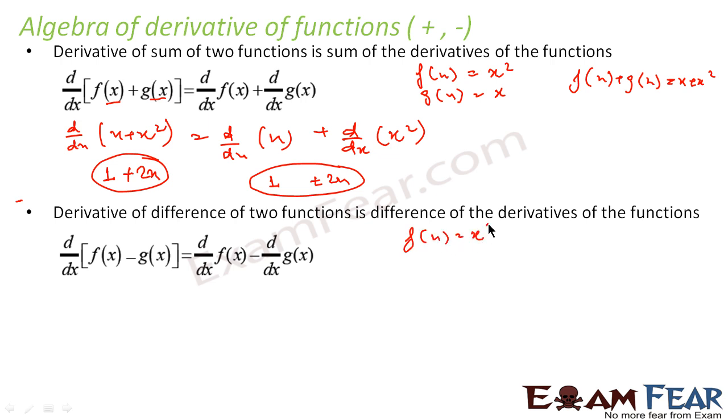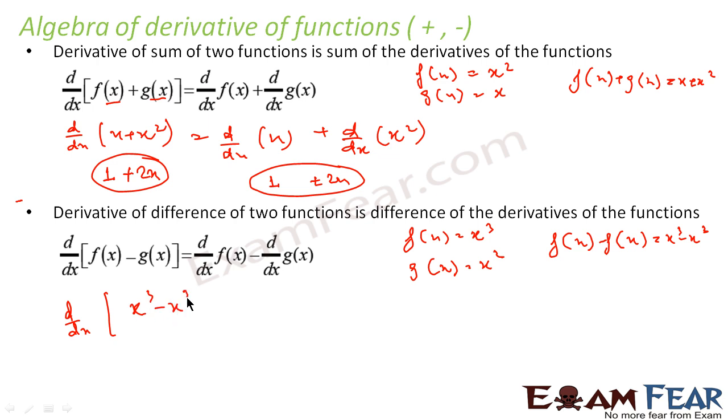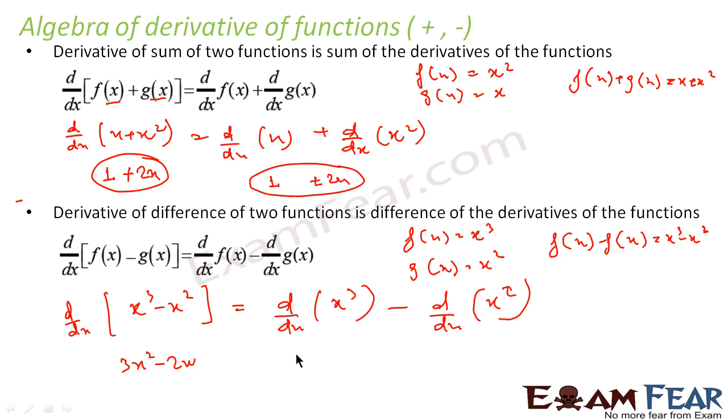f(x) is equal to, let's suppose, x cubed and g(x) is equal to x squared. So f(x) minus g(x), if you see, that will become x cubed minus x squared. Right? So when I say d by dx of x cubed minus x squared, this will be equal to d by dx of x cubed minus d by dx of x squared. Again, prove also. LHS, this becomes 3x squared minus 2x, and this becomes 3x squared and this becomes 2x.